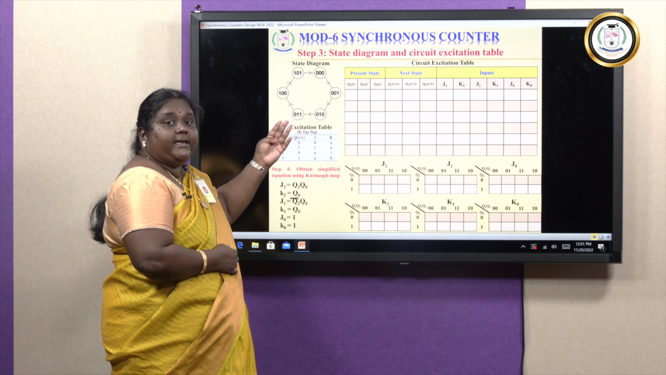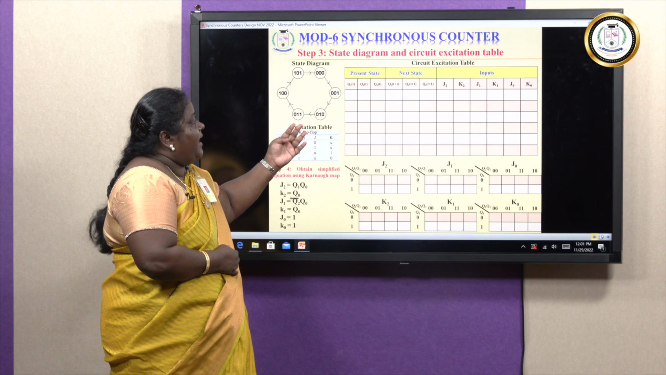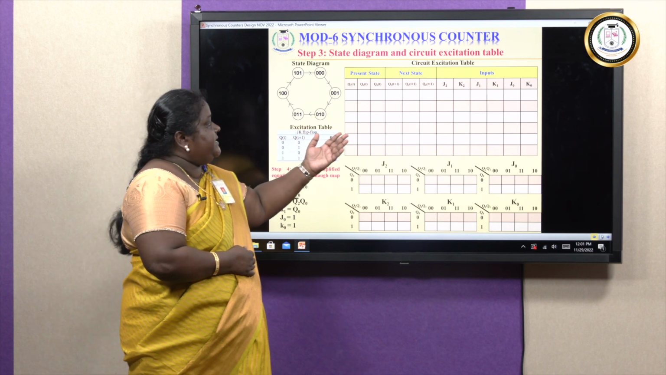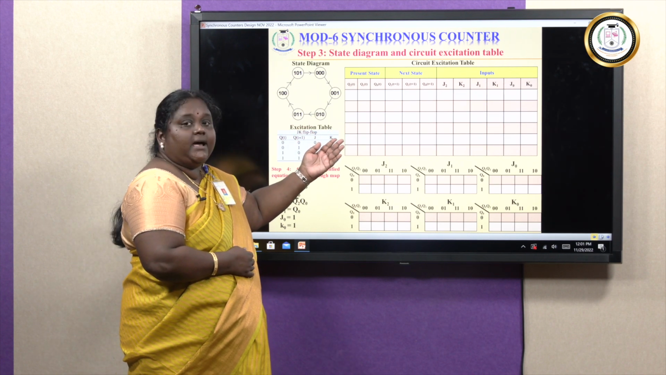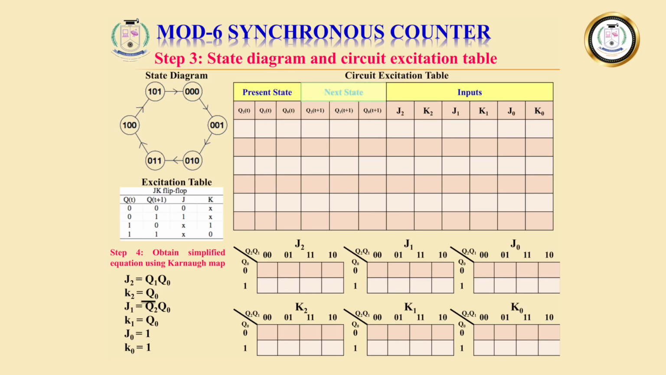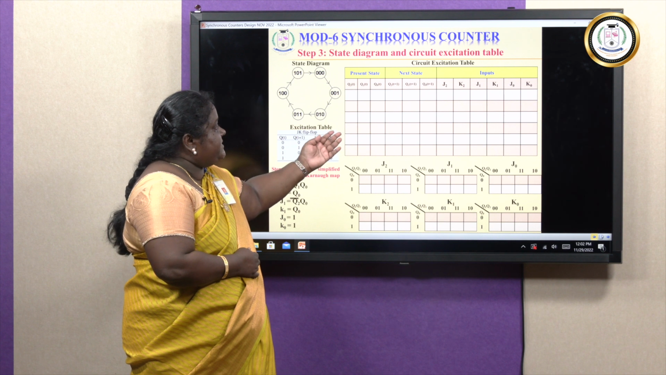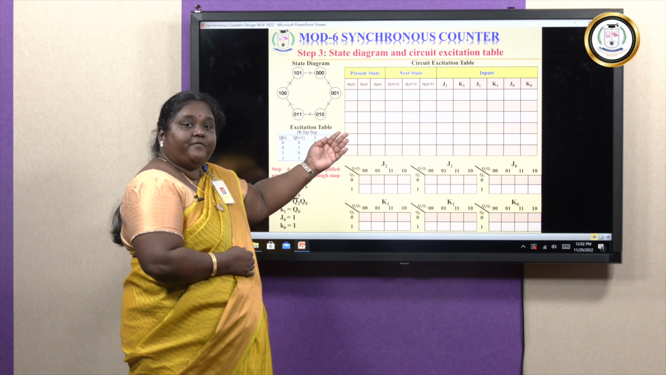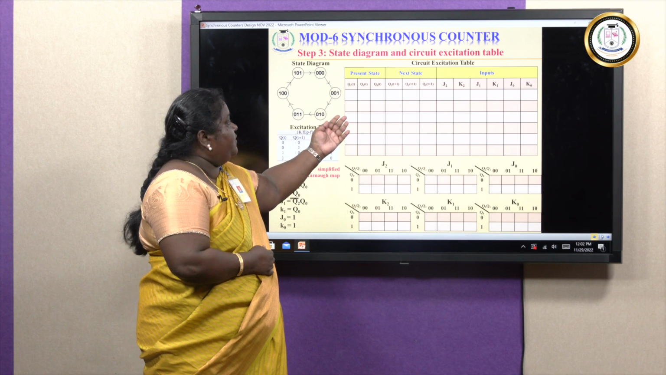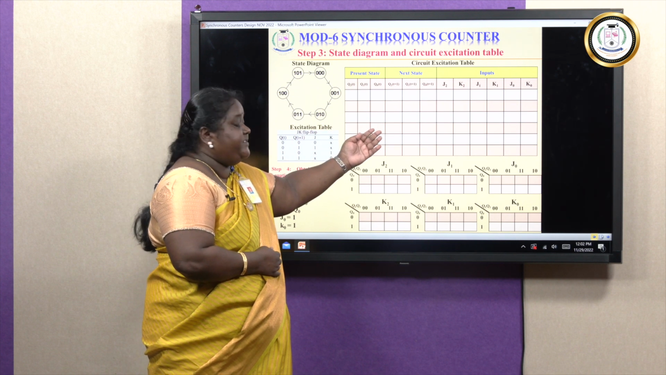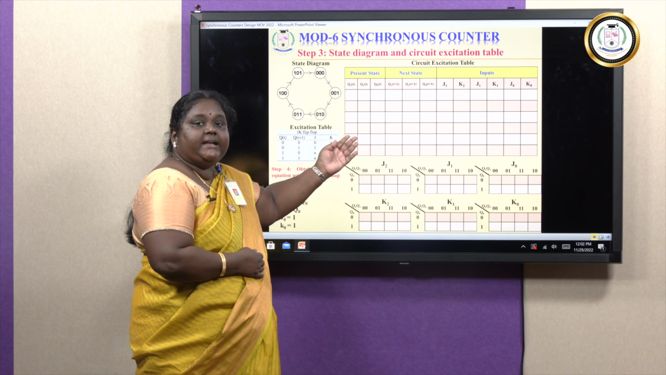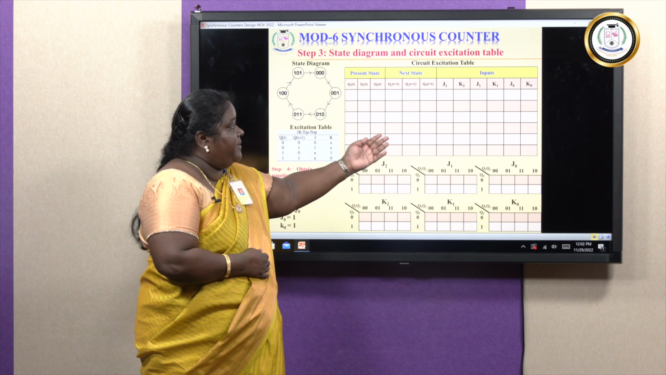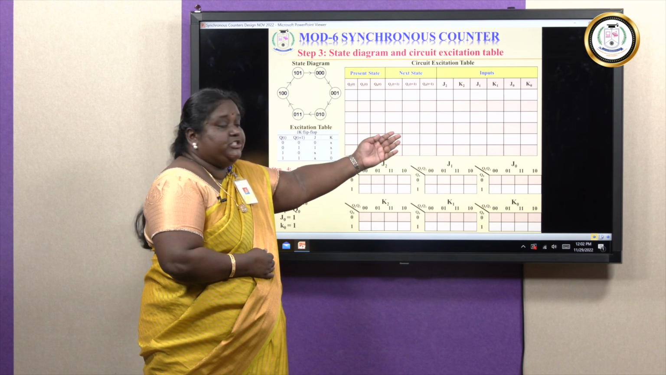So it keeps counting in a looping sequence. And in the circuit excitation table, the various fields are the present state, next state, and the various input combinations. The present states and the next states are represented for the 3 flip-flops, that is Q2 of t and Q2 of t plus 1 are the present state and next state of the flip-flop 2, with inputs J2 and K2.